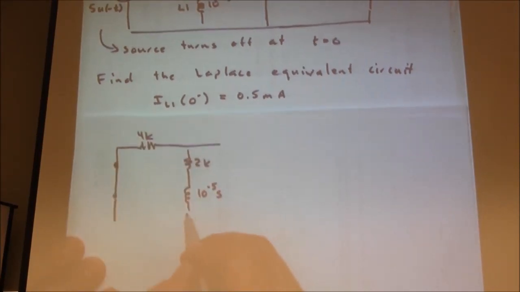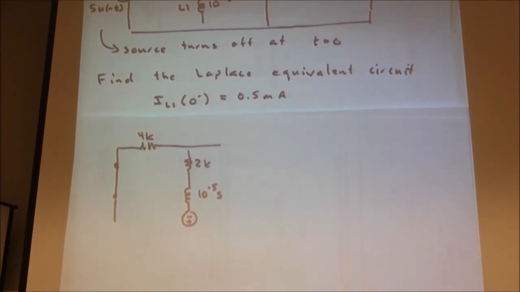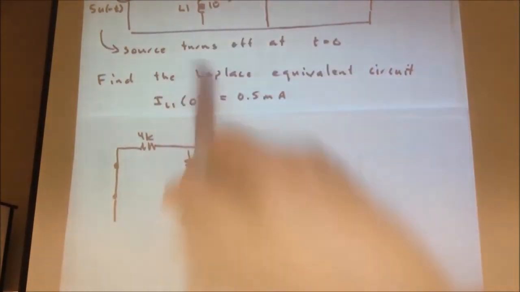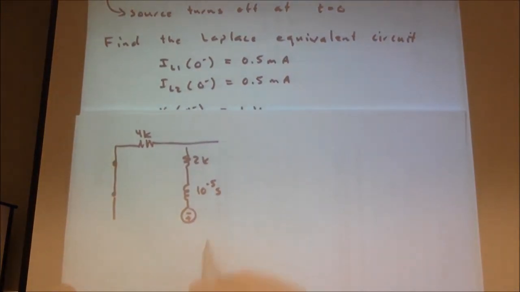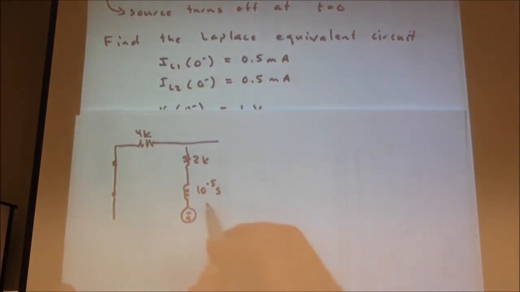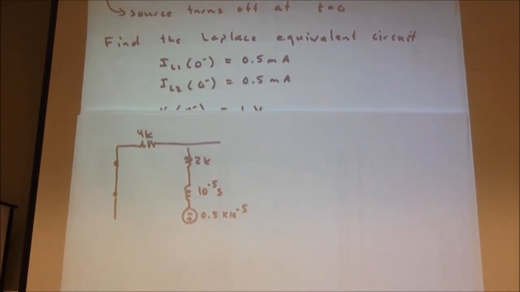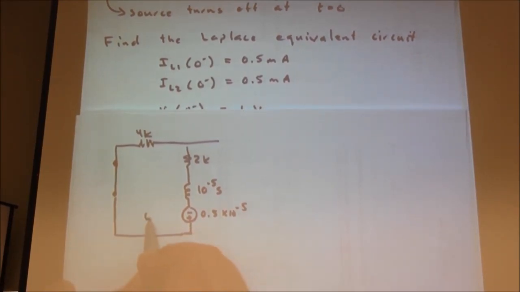And now we have an initial condition term, minus plus. Again, pay attention to the polarity. Minus plus: current is going downward, entering the minus side. That's the polarity we use for our initial condition on inductors. And we have 0.5 times 10 to the minus 5, which we could write as 5 times 10 to the minus 6 if we want. So that's L I_L1(0-). That's SL1.